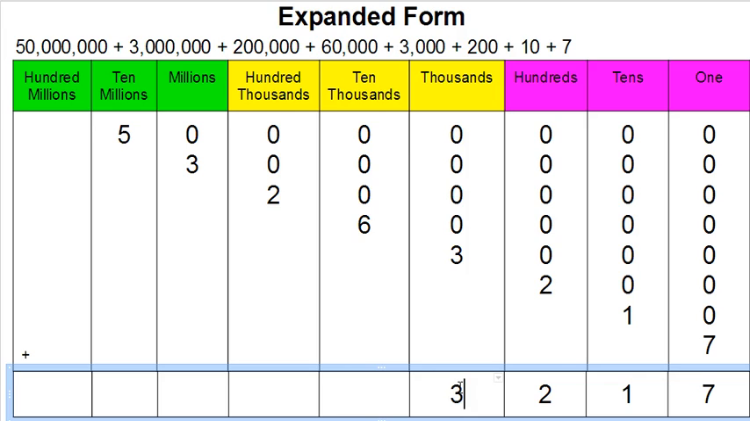And I'll put my comma after that to separate my thousands period from my ones period. All those zeros plus 6 is 6. All those zeros plus 2 is 2. That 0 plus 3, that's just 3. And I'm going to put another comma to separate my millions period from my thousands period. And my 5 plus nothing is 5. So when I add up this big expression, this expanded form, it equals 53,263,217.